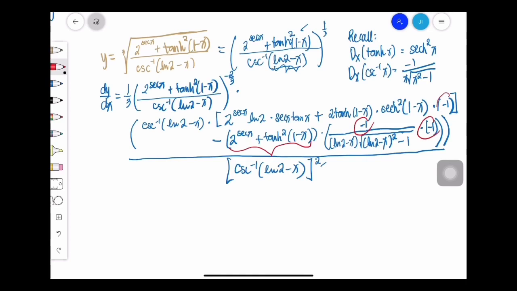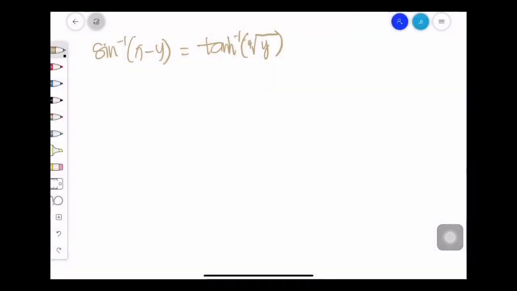Then you can put this negative 1 in front of 2 tanh 1 minus x secant hyperbolic secant squared. What else? That's pretty much it. So that's it.